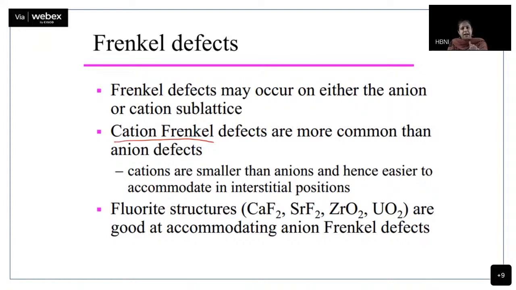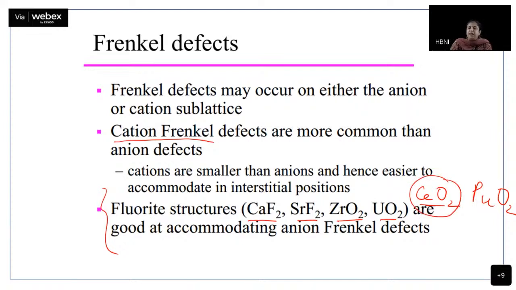Having said that, the very important fluoride class of materials, CaF2, SrF2, ZrO2, UO2, I may add CeO2, I may add PuO2, here we have anion Frenkel. Why? Because here the cation itself is also very, very large. So the interstices are sufficient to accommodate the anion. In fact, cerium oxide is an oxide ion conductor. Oxygen ion actually hops from site to interstice to site to interstice. Okay.